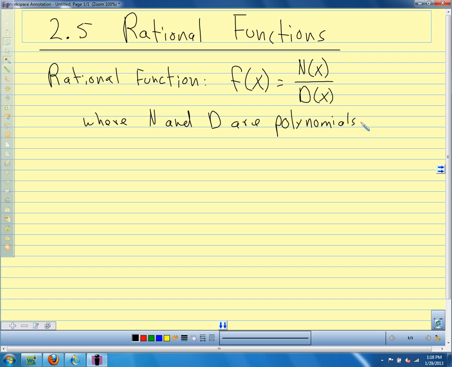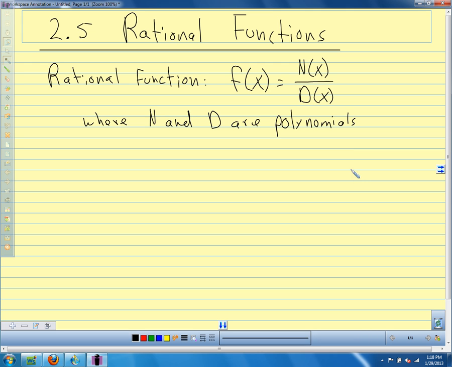And that's what we've been working with all chapter, is polynomials. So we have 3x cubed minus 5x squared plus 3x plus 5. That would be a polynomial. We'd have something like that in the numerator, something like that in the denominator. So that's what we're talking about with rational functions.